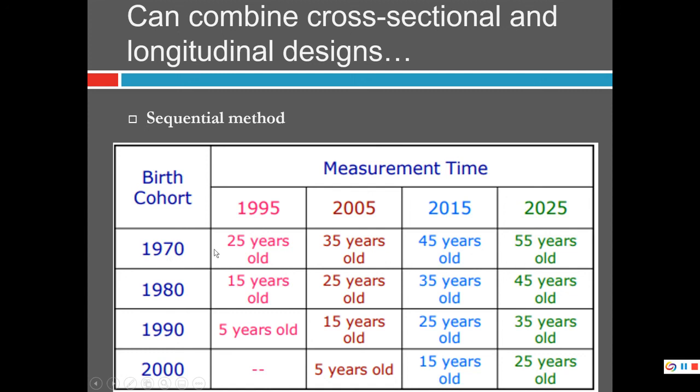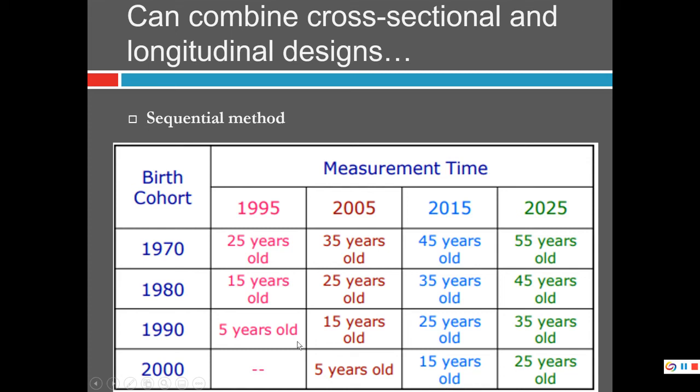And if you do all of this at the same time, you can really tease apart the effects of the cross sections from the effects of the longitudinal parts. And you can make really complex statistical comparisons to show that something really is due to aging and not due to just a cross-generational issue or a cohort issue.